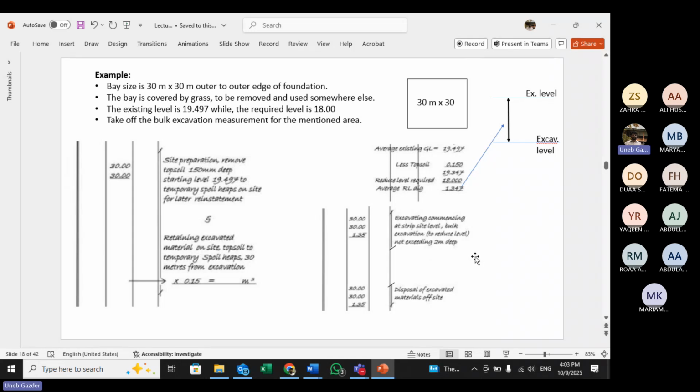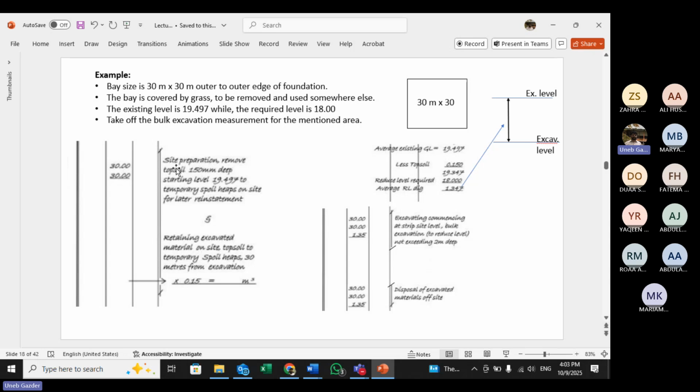Okay, so here the existing ground level is 19 point something something. From that one, they remove the topsoil. So you can see the waste calculation here. Focus on the waste calculation here. Or let us start from here. Okay, fine, no problem. Let's start from here.